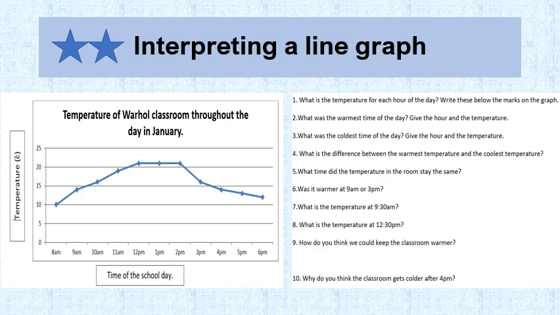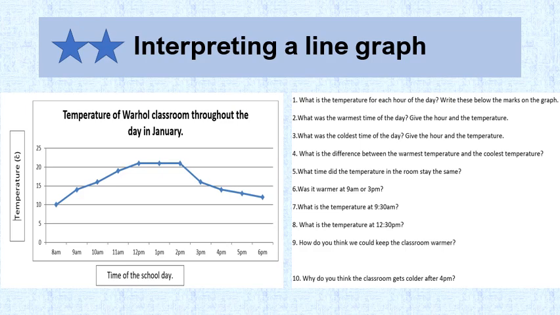Question 3. What was the coldest time of the day? Give the hour and the temperature. Question 4. What is the difference between the warmest temperature and the coolest temperature? And remember, when we're working out the difference, we subtract the smaller number from the greater number. Question 5. What time did the temperature in the room stay the same?